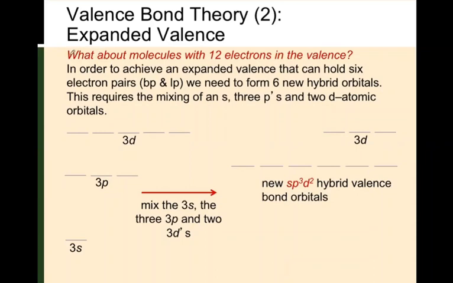There are examples of going beyond that. So what about molecules with 12 electrons in the valence? In order to achieve an expanded valence that can hold 6 electron pairs, bond pairs, and lone pairs, we need to form 6 new hybrid orbitals. This requires the mixing of an s, 3 p's, and 2 d atomic orbitals. So we're mixing, or linearly combining, the orbitals in some way. So here, in order to get our sp3d2 hybrid valence bond orbitals, that will give us 1, 2, 3, 4, 5, 6 electron domains.